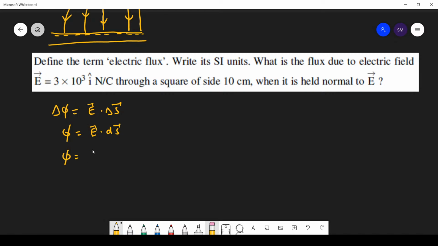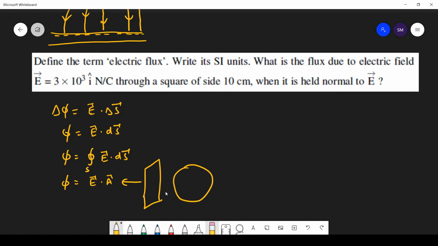Another definition, if you write, through the closed surface, through the closed Gaussian surface. All these definitions are acceptable. Even if it is a plate, then E dot A, if there is the same angle throughout. If you are taking a case of a plate, then this formula will also work, or if you are taking a spherical surface, then this formula will also work. So all these are definitions.